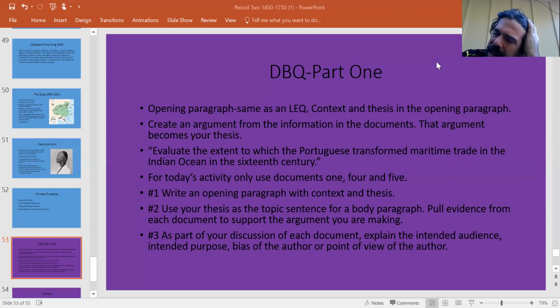Now, in Canvas, there's a whole DBQ. It's got 7 documents. All I want you to do starting today in class, and we're going to continue to do this, is use documents 1, 4, and 5. You're going to use documents 1, 4, and 5, and you're going to try to figure out what is the change or what is the continuity that all 3 of those documents support. Okay, so you're going to do a 2-paragraph activity for me today. The first thing is you're going to write an opening paragraph with context and a thesis. Now, context in this question is exactly the same as it is for an LEQ. So this question is about the Portuguese and maritime trade in the Indian Ocean.